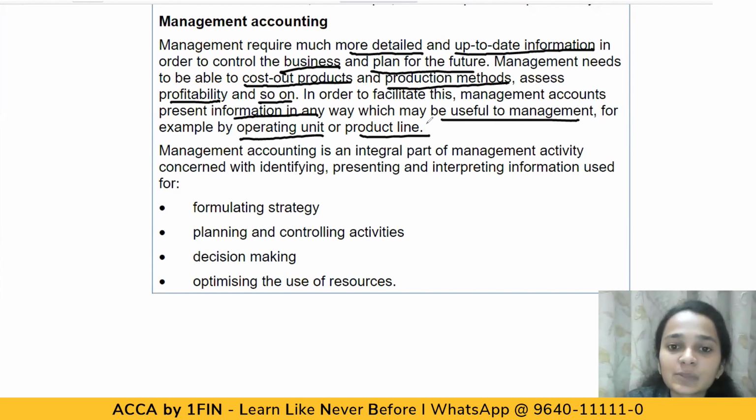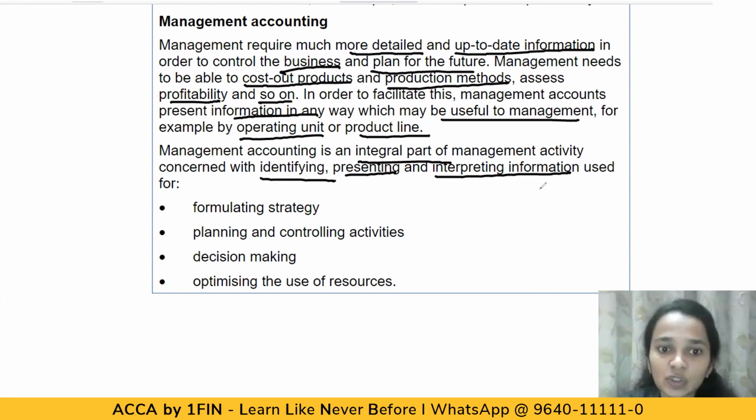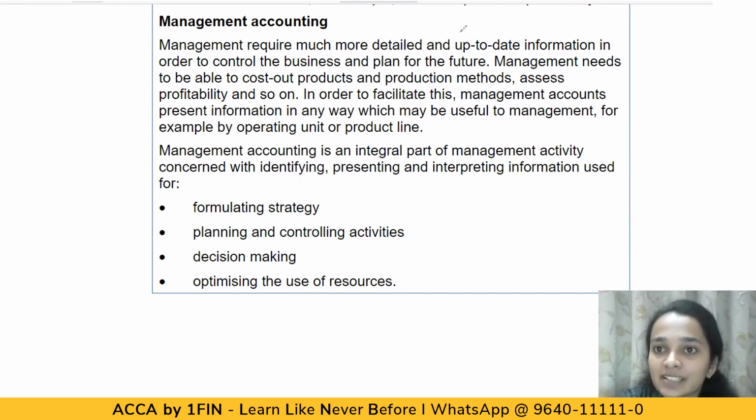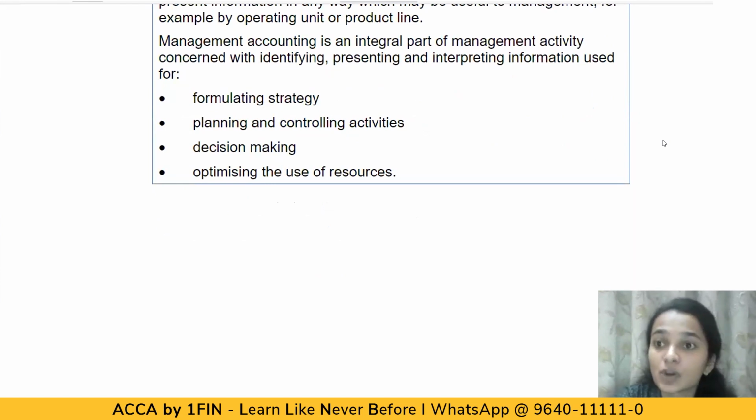So management accounting is basically an integral part of management activity, which is concerned with identifying, presenting, and interpreting information, which is used for making strategies, planning and controlling activities, making different business decisions. All of these will be facilitated by management accounting, and also optimizing the use of resources. Optimizing use of resources basically means whatever resources are available with the business organization, there should be a good utilization of the resources which are available. So we always say there has to be optimum utilization of available resources.